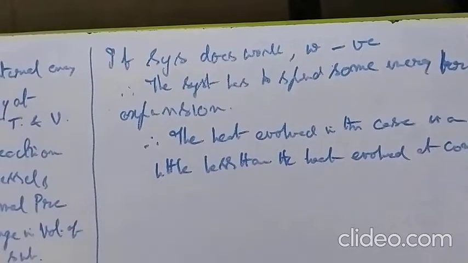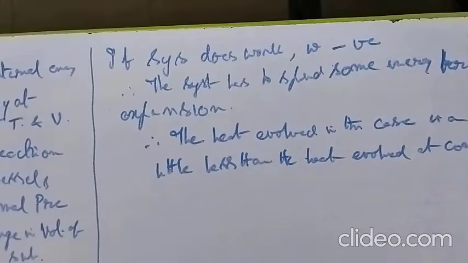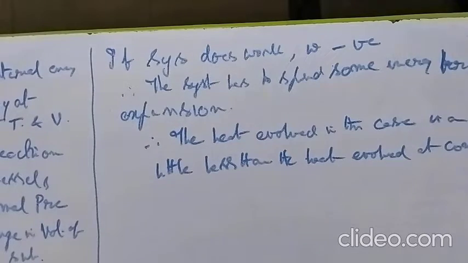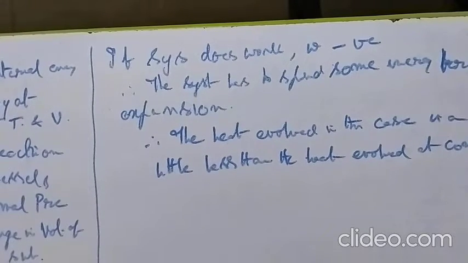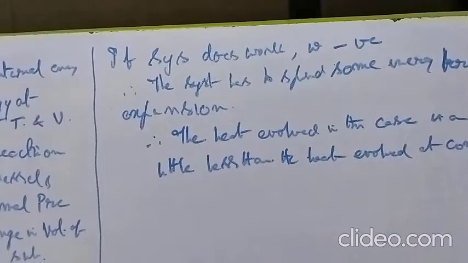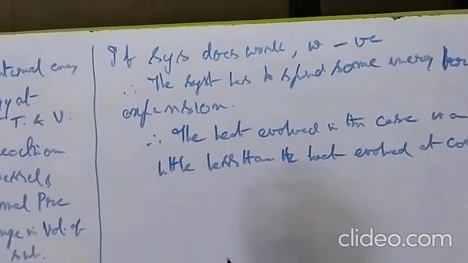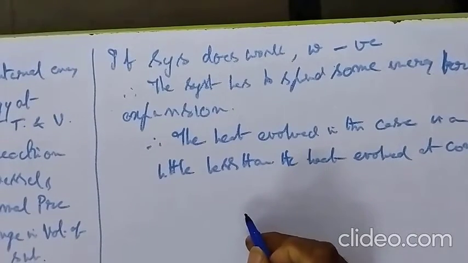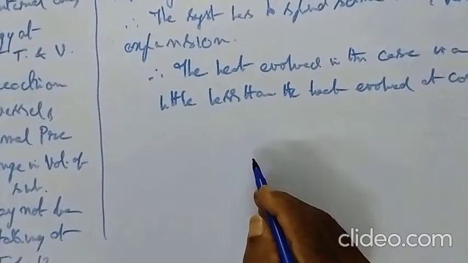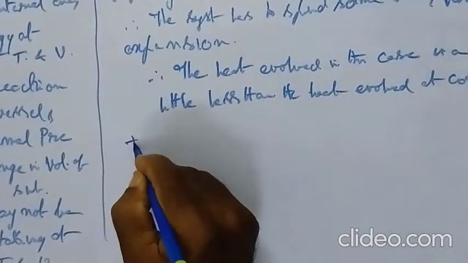So, assume a reaction taking place in gaseous state with evolution of heat. If the system increases in volume, that means the system has to expand. If the system has to expand, work should be done by the system. Work done by the system is negative. That means some energy should be spent. Therefore, the heat energy released is less than the heat energy released at a constant volume.